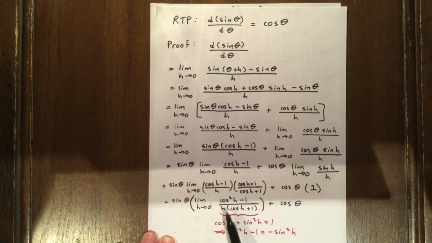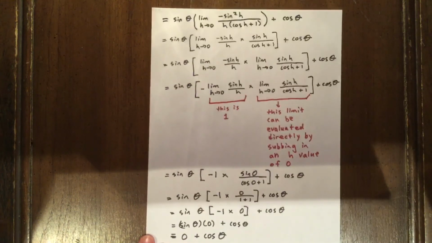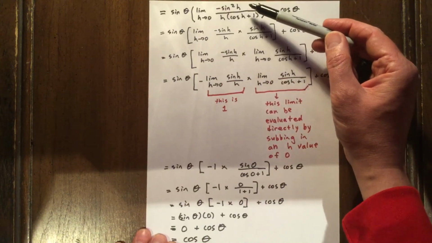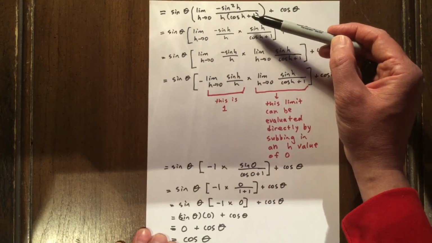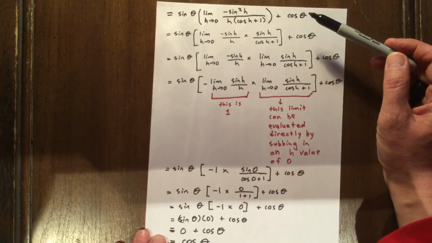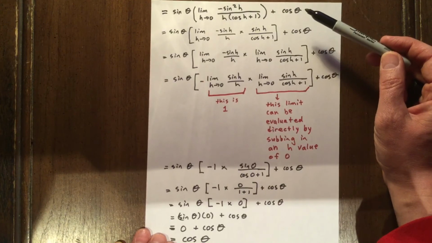Now, we know that cos squared h plus sine squared h equals 1. So if we subtract sine squared h from both sides and subtract 1 from both sides, that means cos squared h minus 1 is the same as negative sine squared h. In our next line, we're going to replace this with negative sine squared h. And there we go. Now, we've got the limit as h goes to 0 of negative sine squared h over h times (cos h plus 1), and that's multiplied by sine theta, and then to that resulting quantity, we're going to add cos theta.